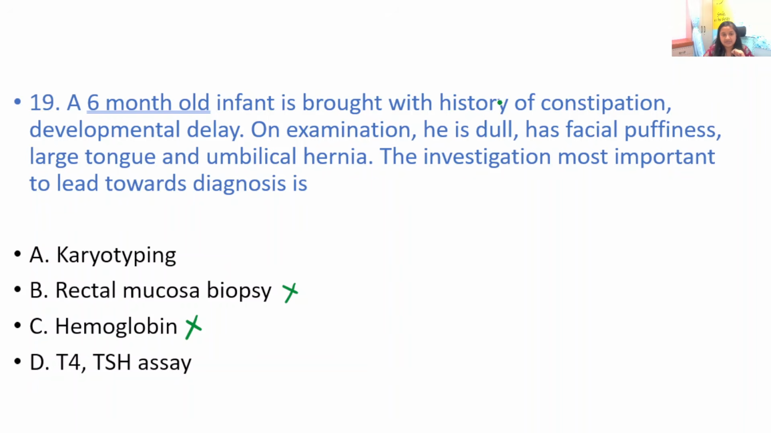All these features, that is constipation and dull faces, facial puffiness particularly, and large tongue and umbilical hernia, all these also point towards hypothyroidism, which is a treatable condition. So if you have to choose between karyotyping and thyroid assay, choose the thyroid investigations, because hypothyroidism is the single most preventable cause of mental retardation and also developmental delay. So T4 TSH assay is the most appropriate answer in this setting.